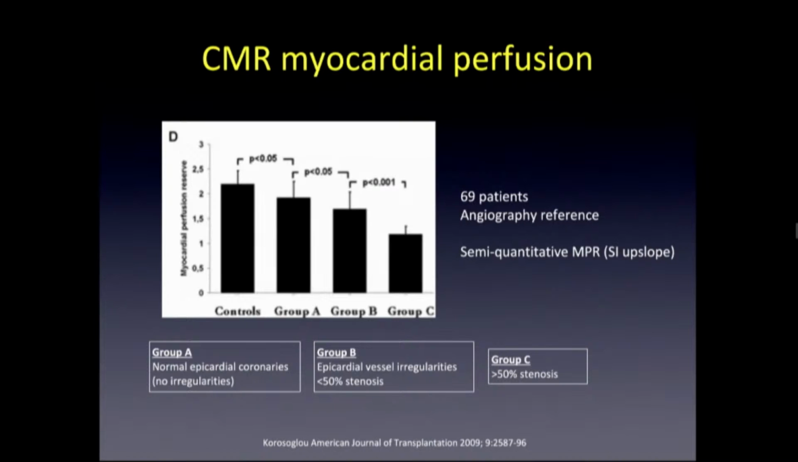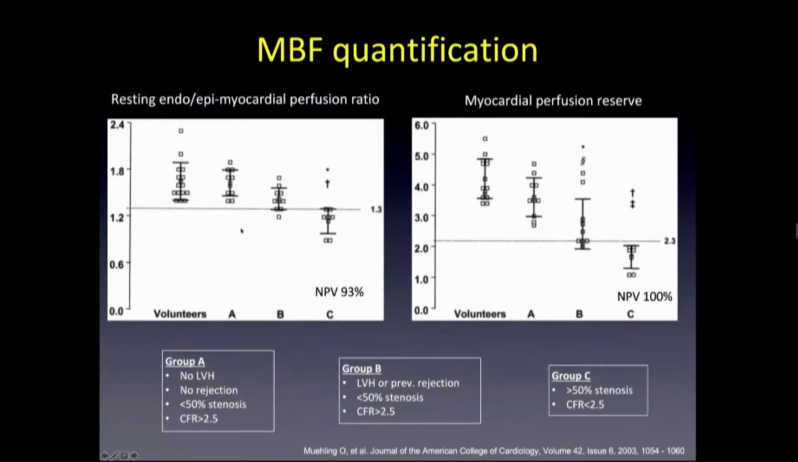So this is one study looking at myocardial perfusion reserve across different grades of ECV. And you can see that the MPR is most reduced in the higher grade of ECV compared to the controls. Similar in this other study, again, you see normals had a myocardial perfusion reserve of about 3 to 4.